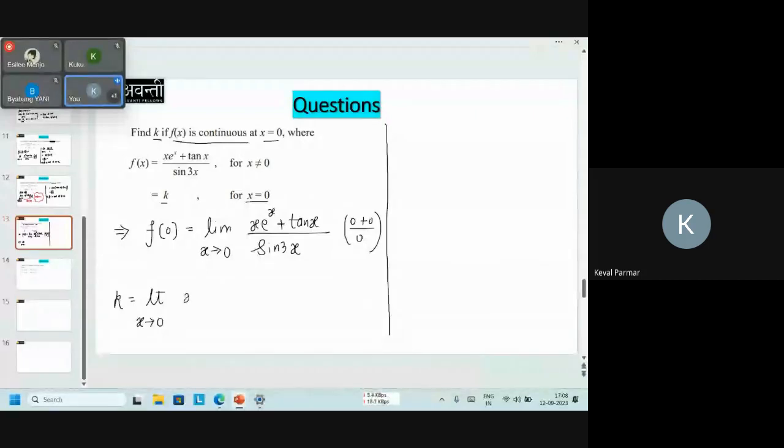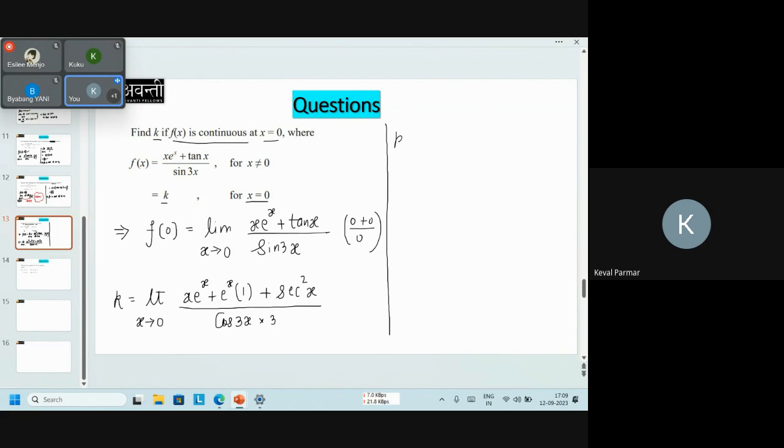So, x into derivative of e raised to x, which is e raised to x, plus e raised to x into derivative of x, which is 1, plus tan x. Derivative of tan x is sec square x upon derivative of sine 3x. It's cos 3x into 3. Right? And now if you check, the indeterminate form is gone.